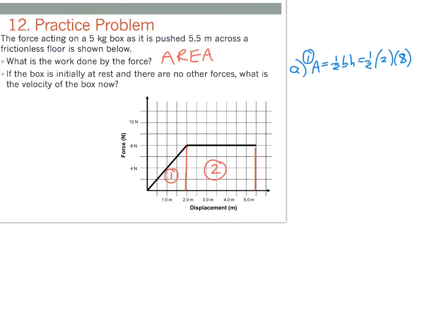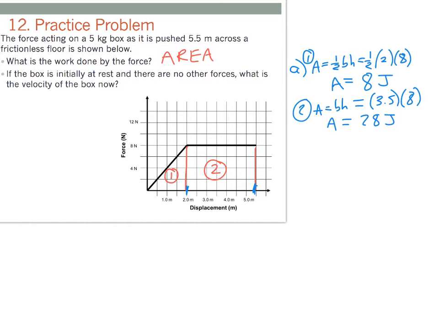So for that first shape there, that triangle, the area is 1/2 base times height. So 1/2 times 2 times 8, or an area here of 8 joules. All right, it is a work, so the units are still joules. For the second shape, it's a rectangle, so the area is just base times height. The base here goes from 2 all the way to 5.5, so it's 3.5 times 8, or 28 joules. So my work done here is just going to be the sum of those two, which is 36 joules of work.